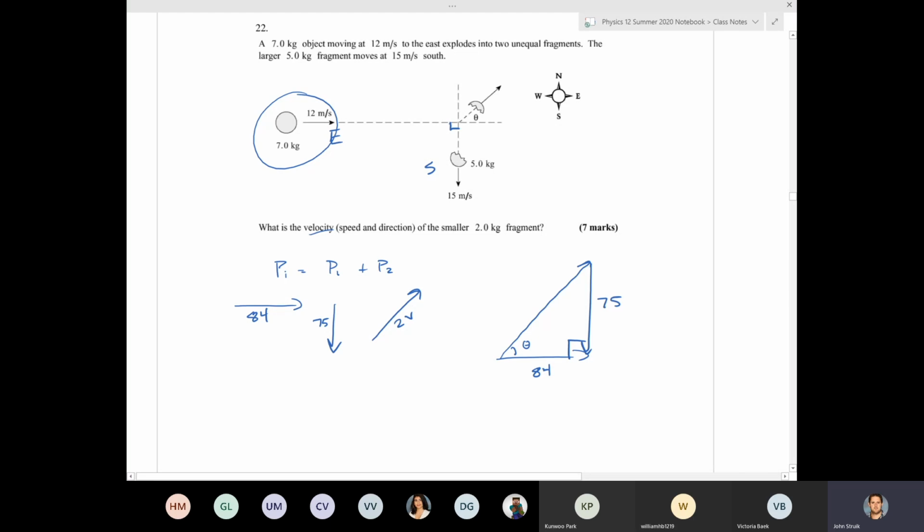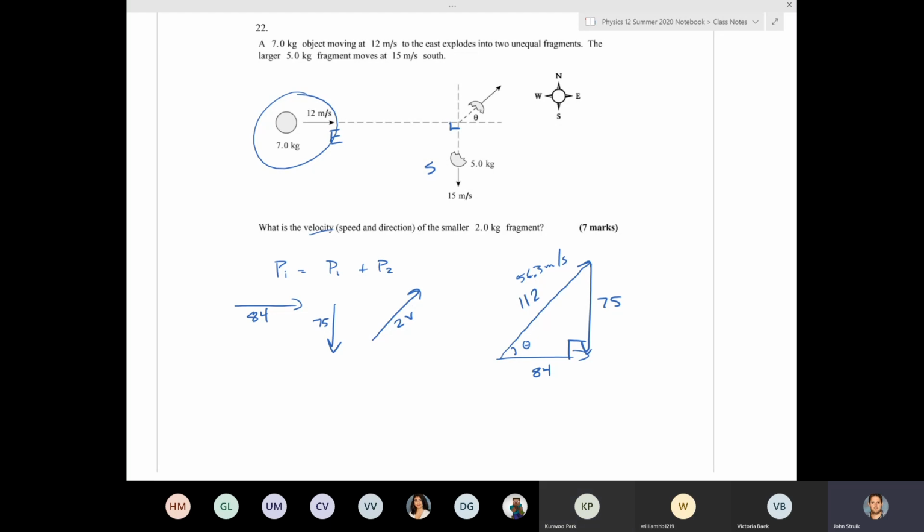And so 84, 75. You could use Pythagorean for this: 75 squared plus 84 squared, square root. This is 112, and then divide it by 2. This is 56.3 meters per second. Seems really fast. Okay, and then you just use tan to find the angle: 75 divided by 84 to get tan.